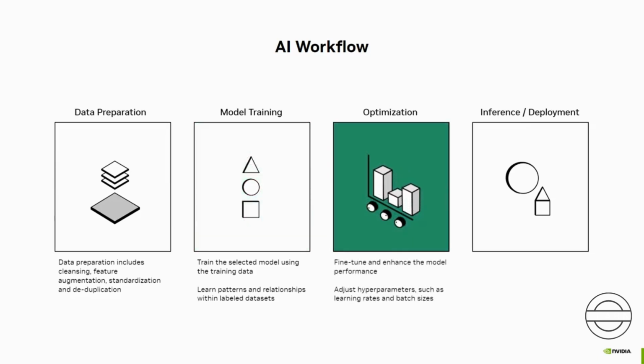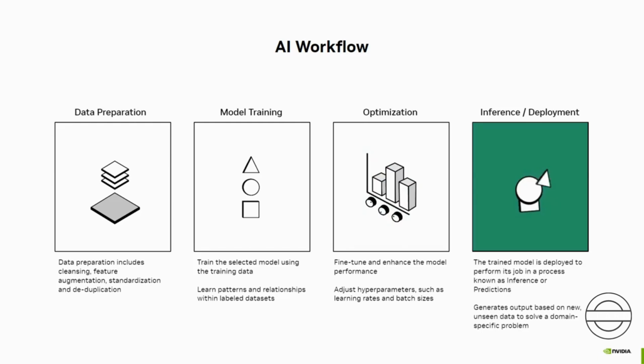Model optimization is a crucial step in an AI workflow. It involves fine-tuning and enhancing the performance of the AI model to make it more accurate, efficient, and suitable for its intended use case. It's an iterative process where adjustments are made based on evaluation results and the model is fine-tuned until it meets the desired performance criteria for deployment.